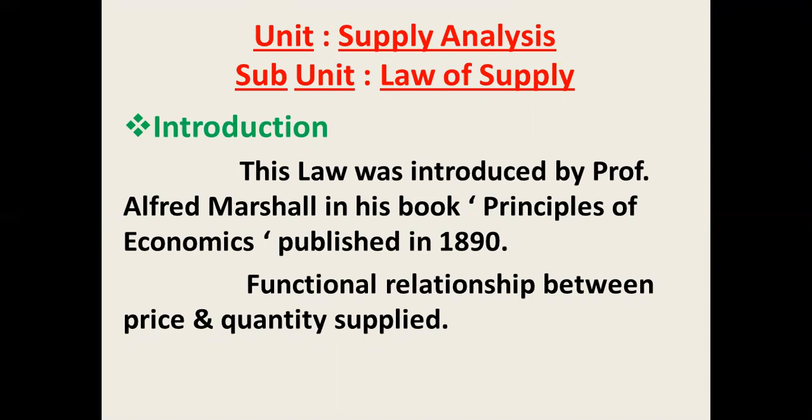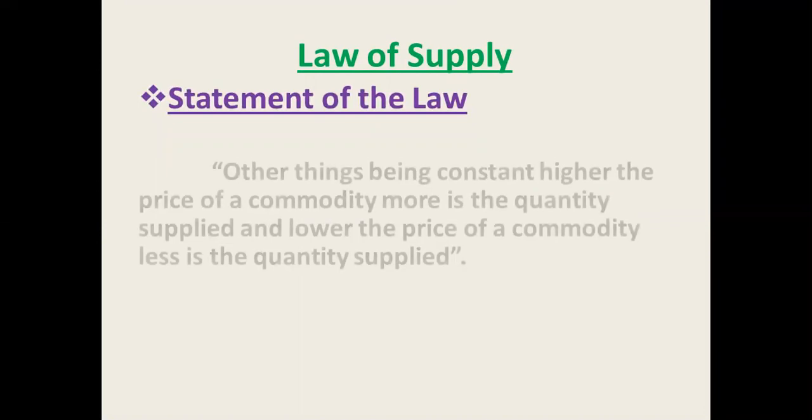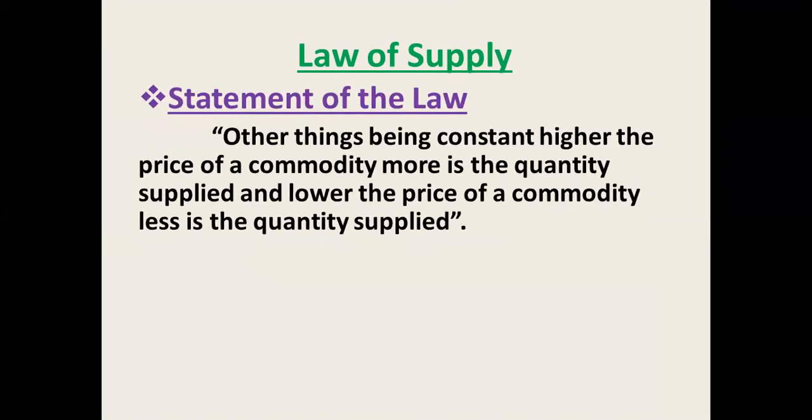Now the next point is the statement of this law. This law is the third law in your microeconomics topic. The first is the law of diminishing marginal utility, the second is the law of demand, and the third one is the law of supply. First of all, the statement is most important.